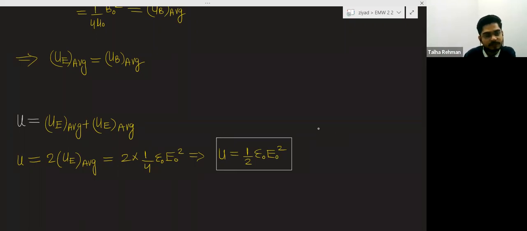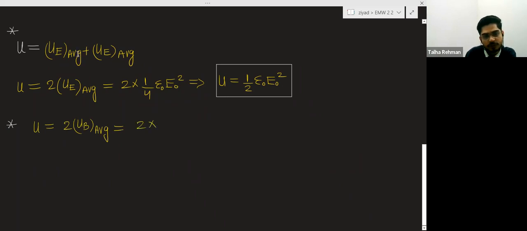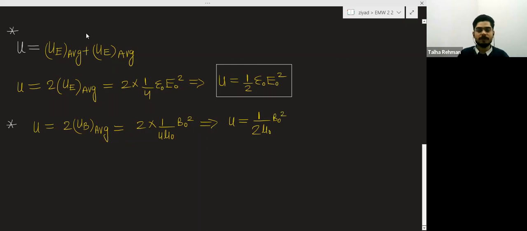Basically, this is the one way, and another way is total energy density can also be written as 2 times the energy density of the magnetic field. So 2 into what is the average magnetic energy density? 1 by 4 into mu naught into V naught square. So the total energy density of the electromagnetic wave is 1 by 2 of mu naught into V naught square.